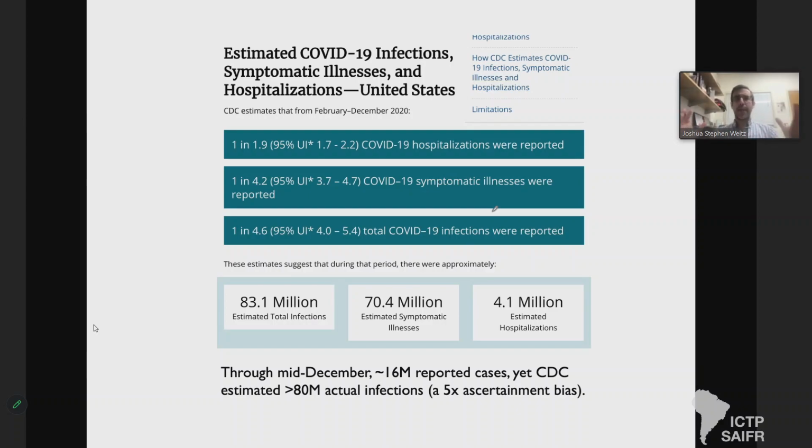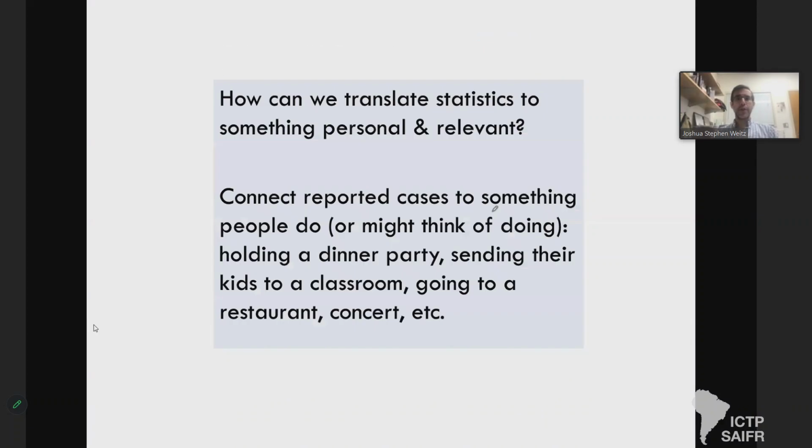This meant that the documented cases being reported on public health sites was not an accurate representation of risk. You had to increase that number substantially to get a sense of how many people might be infected, and also recognize that it was local. So how do we translate this into something personal and relevant?